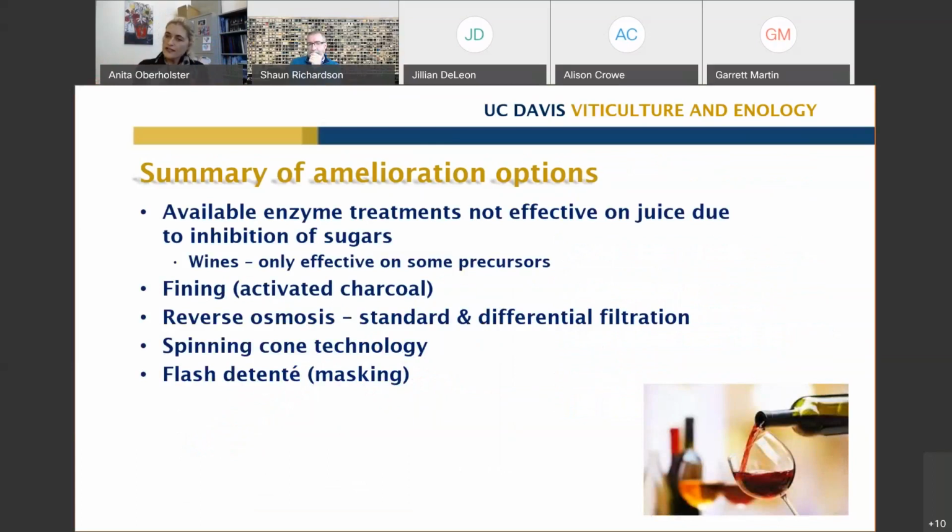Flash détente. Now, flash détente, I haven't studied, but several winemakers that I know have, and I've tasted their wines and looked at their data. Flash doesn't actually remove a lot of volatile phenols. It removes a little bit of the free if you do not add the flash water back. However, it does mask. Because you have so much phenolics extracted, so much fruity character extracted, it hides it.